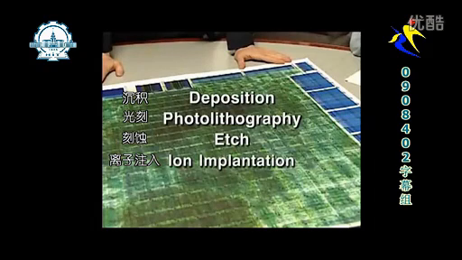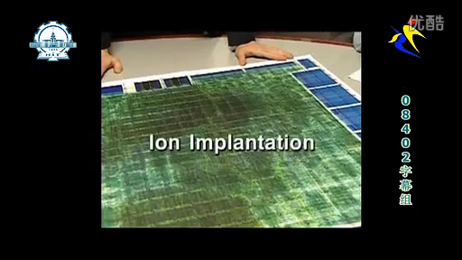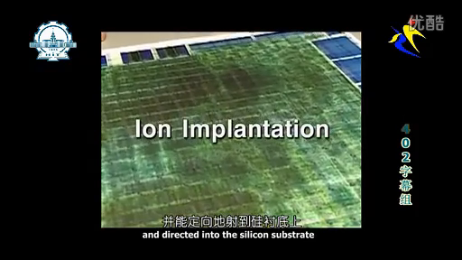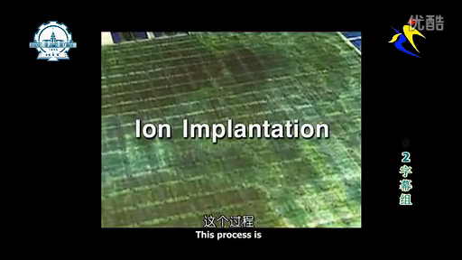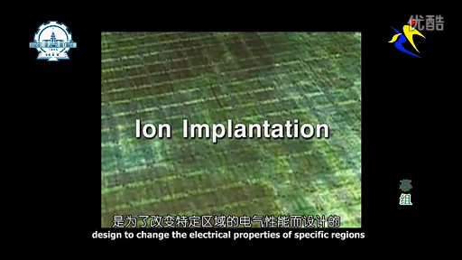Deposition, photolithography, etch, and ion implantation. In implantation, ions are accelerated to high energies and directed into the silicon substrate. This process is designed to change the electrical properties of specific regions.